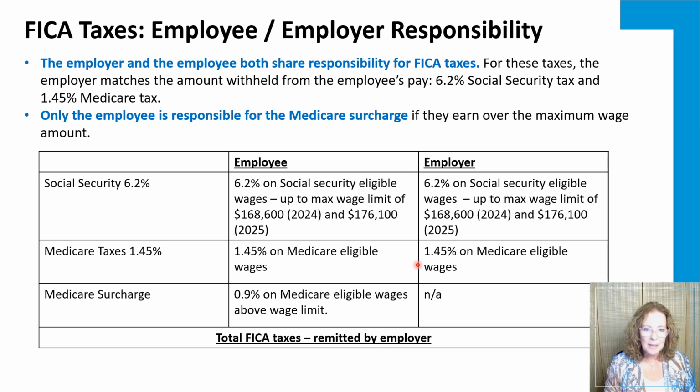Social Security is withheld up to the maximum wage limit of $168,600 for 2024 and $176,100 for 2025. There's no maximum wage limit for Medicare taxes. However, when it comes to the Medicare surcharge, only the employee is responsible for paying this if their earnings exceed the maximum wage limit. For 2024, the Medicare surtax thresholds impact single filers with an adjusted gross income above $200,000 and married couples filing jointly with an adjusted gross income exceeding $250,000.